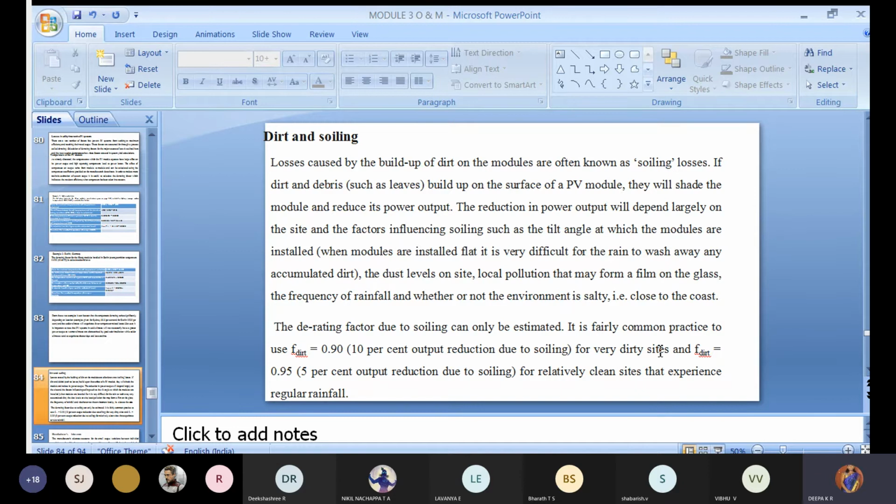Okay, for a very dirty site, where you don't have frequent rain and so on, you consider 10% reduction in the output due to soiling. But for the other one, F dirt, where you are assuming frequent raining, this is just 5%. It means it is washing by itself and there is no need for much maintenance. So you can consider it as 5% for the area where you have frequent rain and 10% for areas with lesser than that condition. So dirt and soiling will also affect the output of a system.